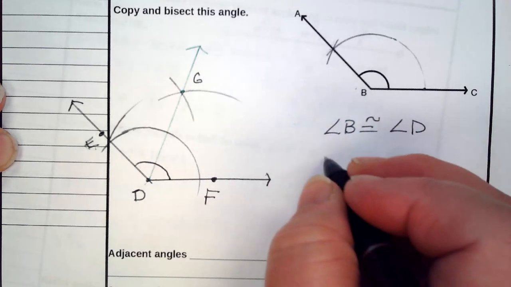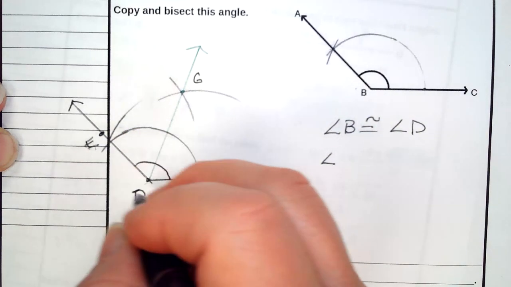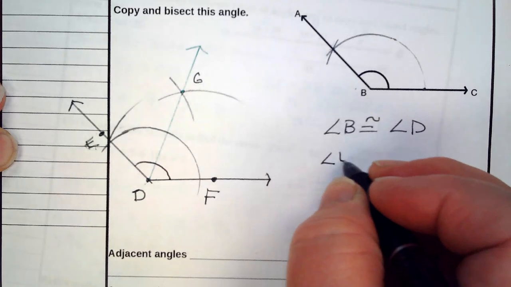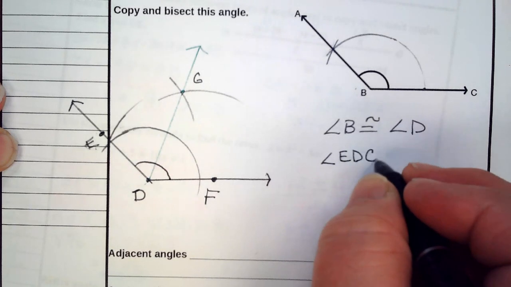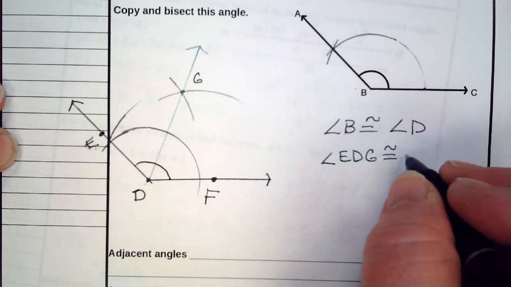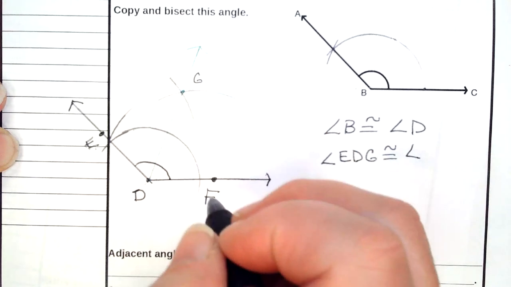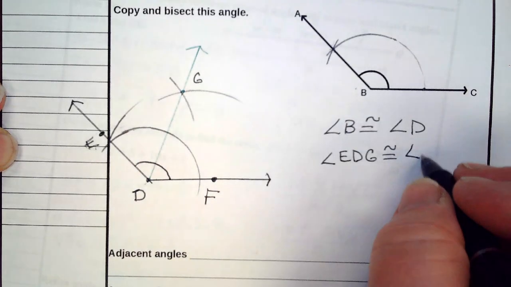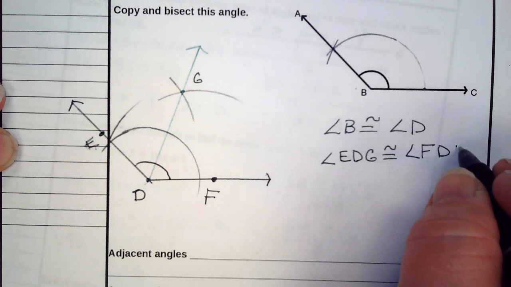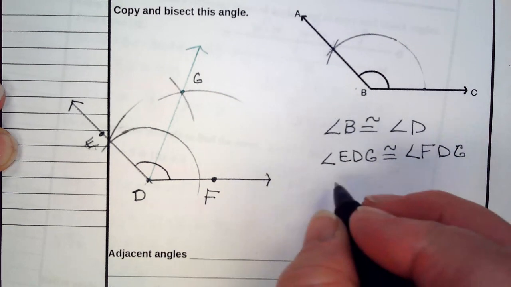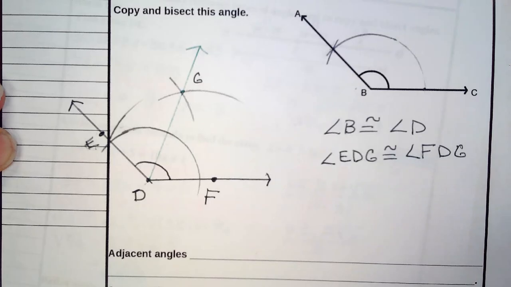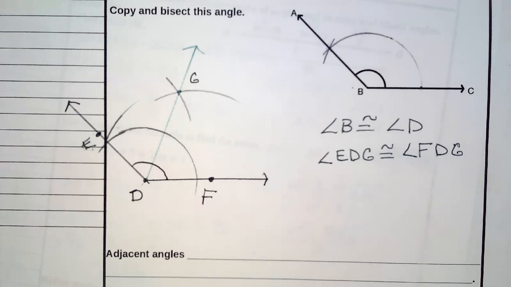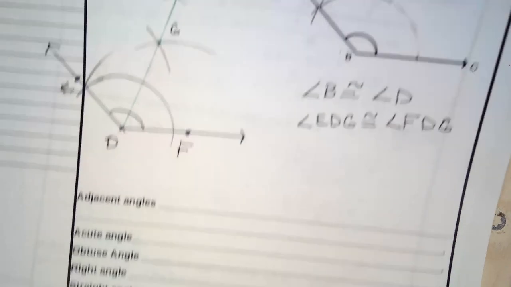We also know that angle EDG is congruent to angle FDG because those are the two sections of the bisected angle. And this brings us down to the terms we need to define.